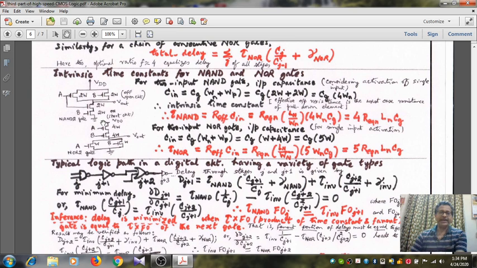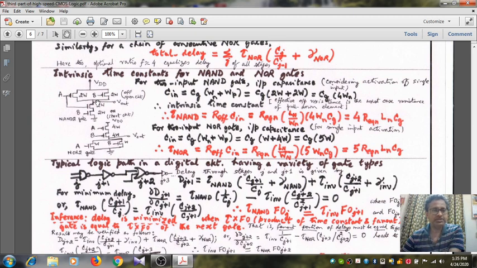Now to obtain the time constant of the two input NAND gate, we consider activation of a single input. This is also very important. See, the fan in for a gate can be anything, 2, 3, 4, whatever.